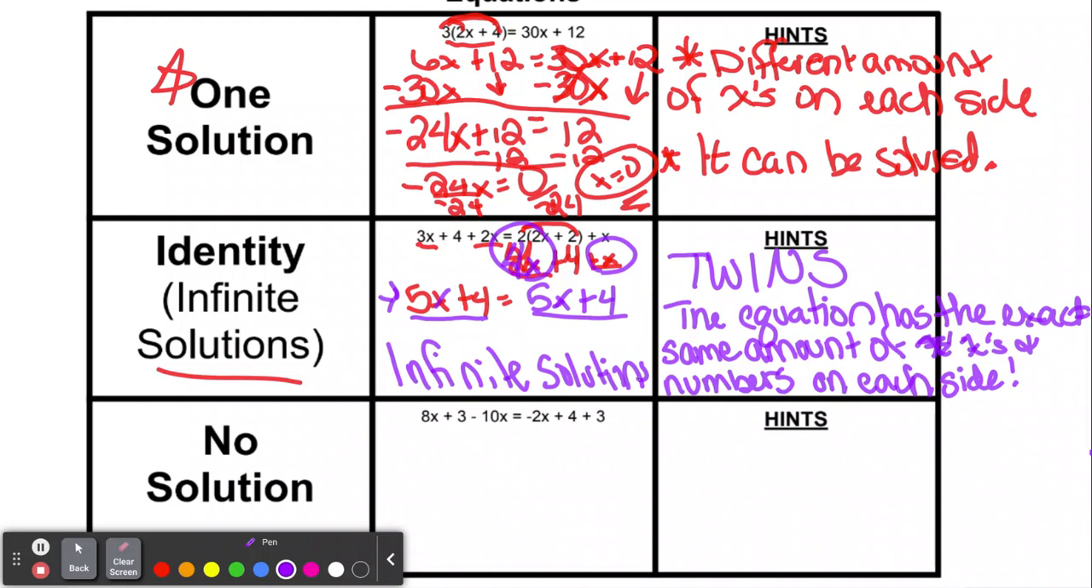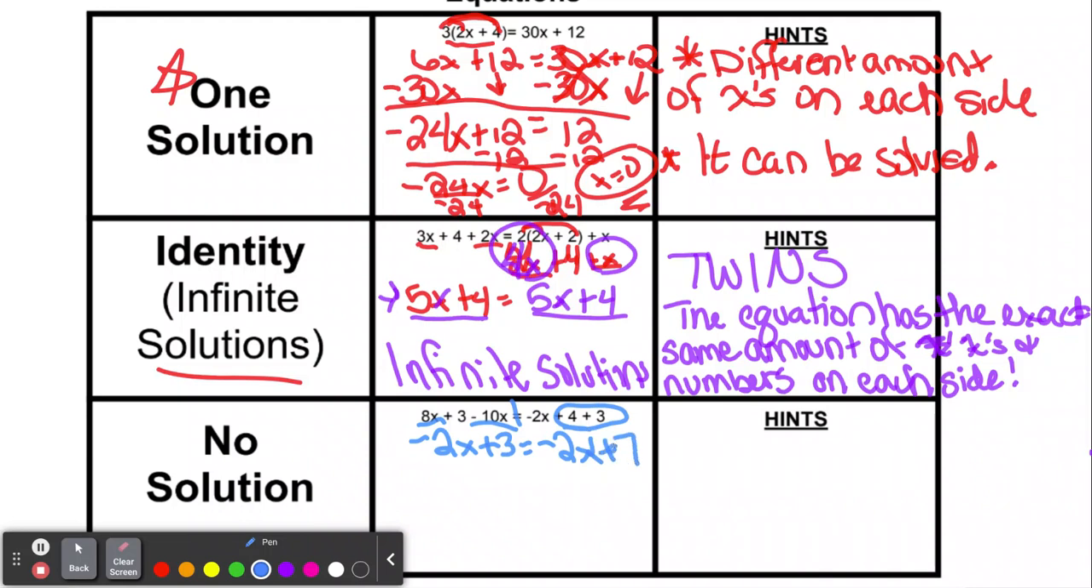Lastly, we have equations that have what we would call no solution. A no solution equation has to be started, but what ends up happening is you get an answer that is impossible, meaning it can't work. So if I look at starting to solve this equation, I get 8x plus 3 minus 10x. So I need to put those x's together. That's going to give me negative 2x plus 3 equals, on this side, I've got negative 2x. And then I know I've got this 4 plus 3, so plus 7.